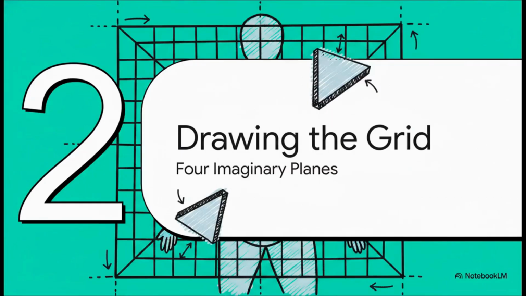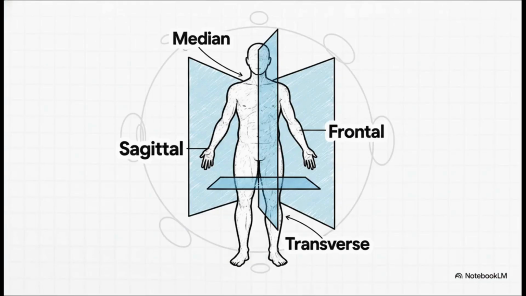Moving on to section 2, drawing the grid. So, our anatomical descriptions are built on 4 imaginary planes that intersect the body while it's in that standard position. Think of these like the literal grid lines you'd see on modern medical imaging, like CT scans or MRIs. To picture how this works, imagine taking a kitchen knife to slice an apple, or maybe a loaf of bread, from a few very specific angles. We've got the median, sagittal, frontal, and transverse planes. Let's see how they slice up our map.